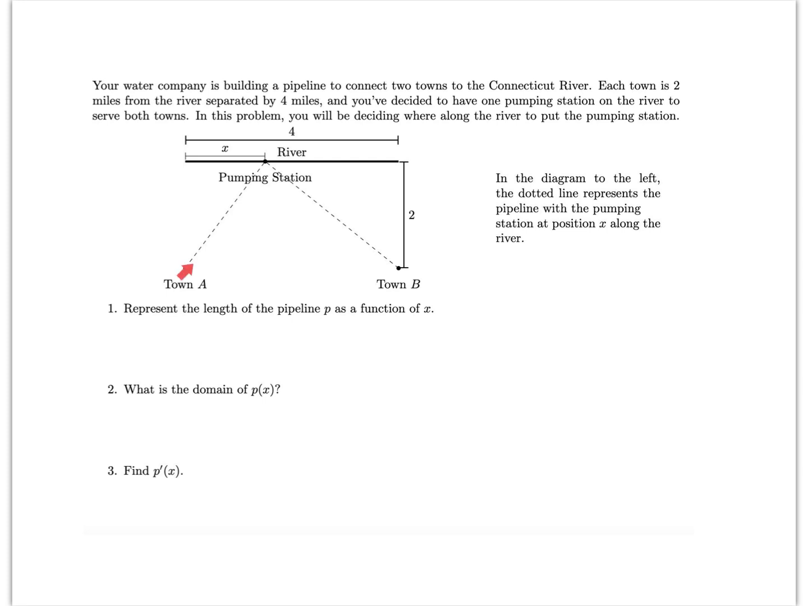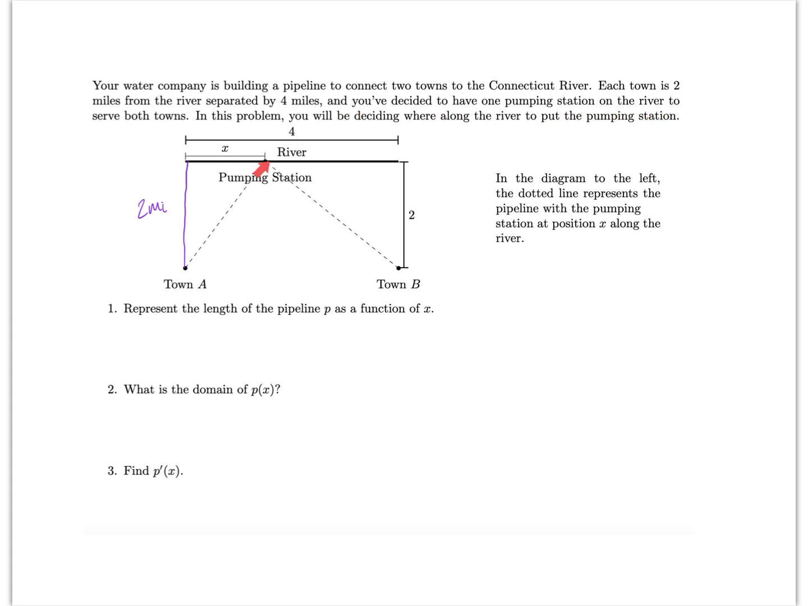Okay, so we've got two towns, town A and town B, and they are 2 miles from the river, directly across from the river. So this is also 2 miles. And they are 4 miles apart from each other. So they are separated from each other by 4 miles, and they're both 2 miles from the river.